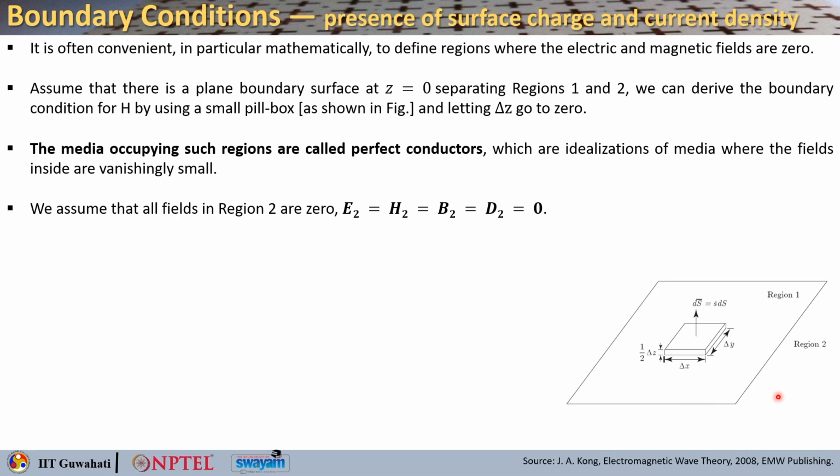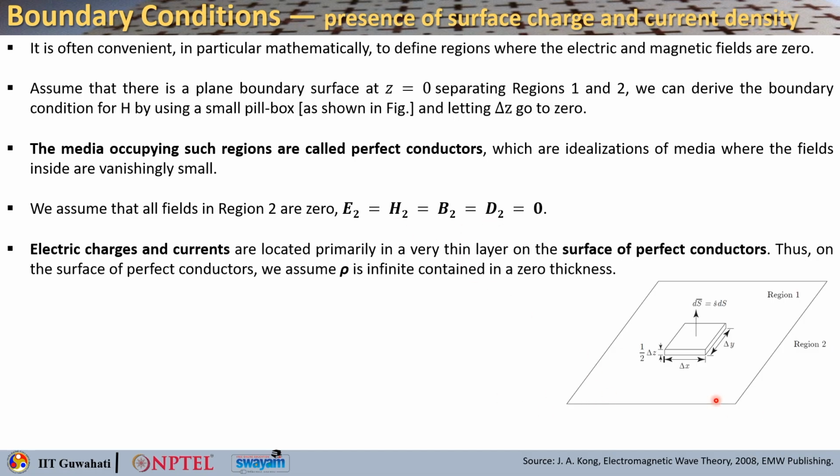Now, let us assume that region 2 has no charge or anything. So, you can safely assume that E2, H2, B2 and D2 are all 0. All the fields in region 2 are basically 0.